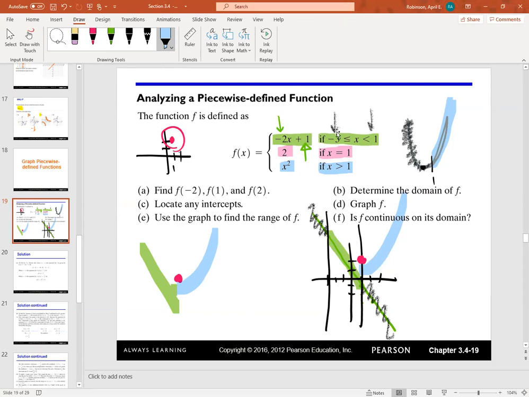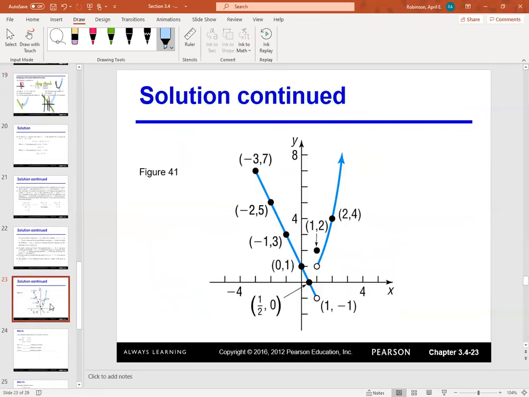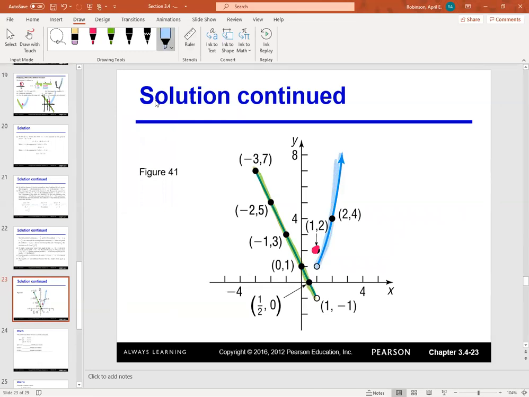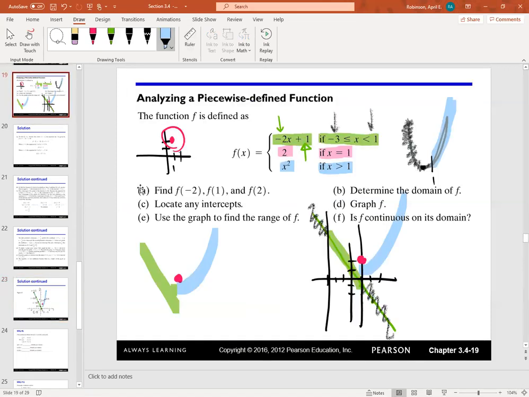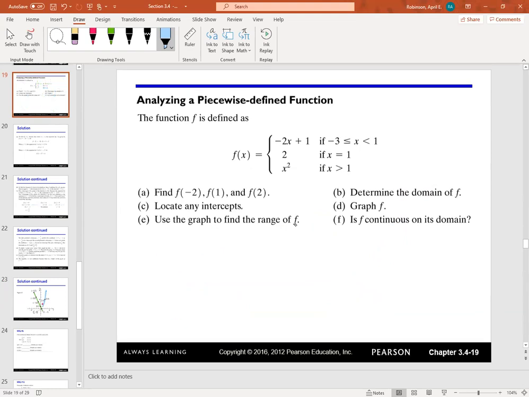Now, this question, I got A through F here. I just kind of left the slide. Here's the picture. There's the final picture. This is the green part they wanted, right here. And then this is that pink dot. And then this was the blue. I did a pretty good job in my picture. But they asked you a series of questions. They wanted you to find F of negative 2, F of 1, and F of 2. Well, in order to find those, you have to look at what X coordinate they're giving you and then pick the right function that contains that X.